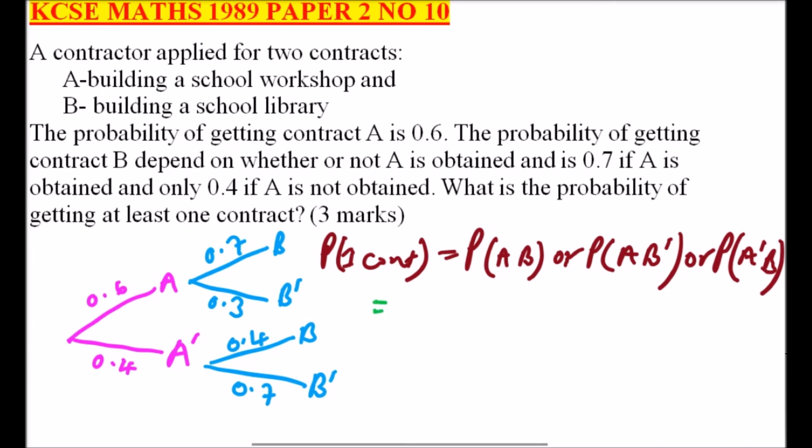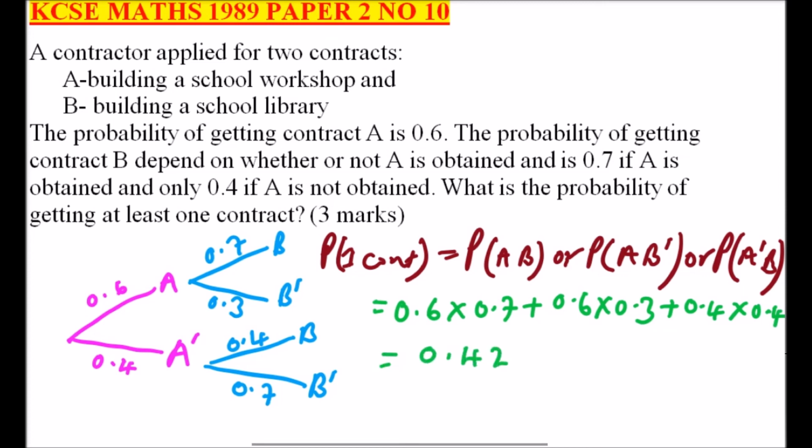So we say this is equal to A and B: 0.6 multiplied by 0.7, plus 0.6, the probability of getting A, multiplied by 0.3, the probability of not getting B, plus the probability of not getting A, which is 0.4, multiplied by the probability of getting B, which is 0.4. When you multiply, this will give you 0.42, plus 0.18, plus 0.16, and when you add up these probabilities, you get 0.76. So that is the probability of getting at least one contract. And that's how you go about that question. You get yourself 3 marks.